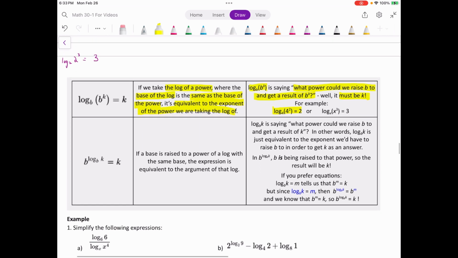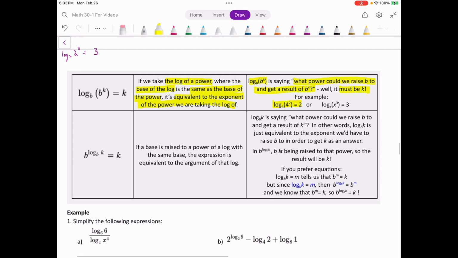So if we have b to the power of log base b of k, what that's equivalent to, I should say, is just k. This is saying the same thing as just saying k. That one might be a little less obvious, but it actually is a pretty simple idea once we break it down. If a base is raised to the power of a log with the same base, then that expression is just equivalent to the argument of that log.